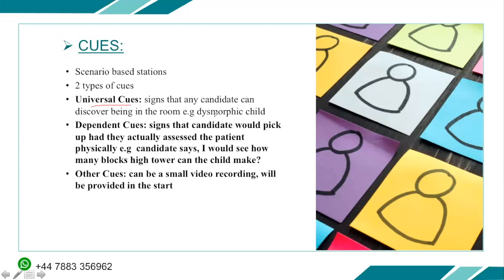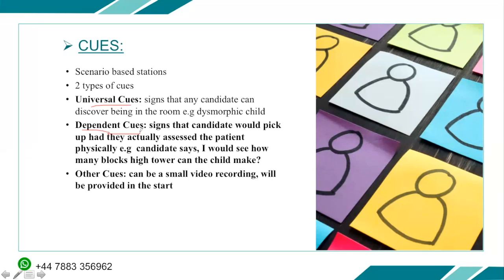This is a dysmorphic child. This is a universal cue. Then comes the dependent cue. The dependent cue means the sign that a candidate would pick up had they actually assessed the patient physically.